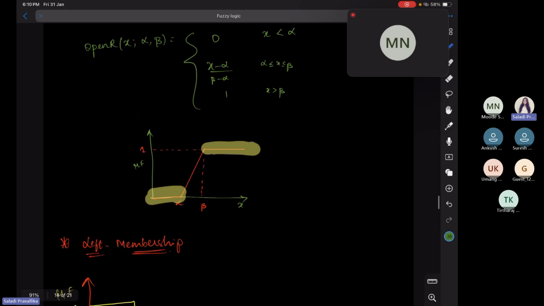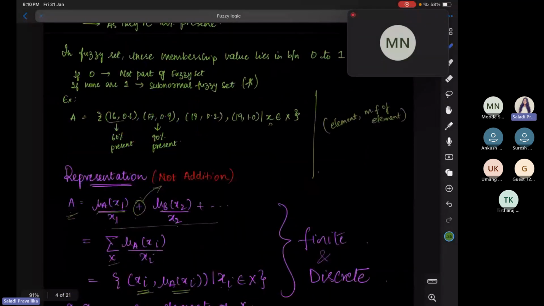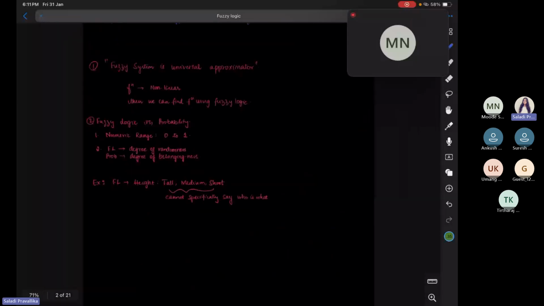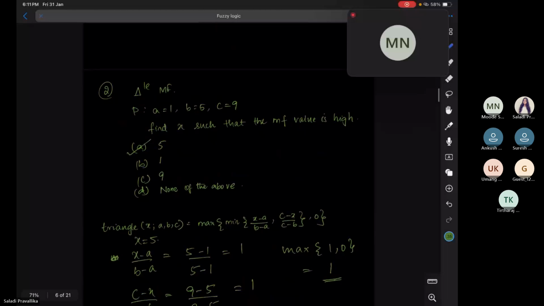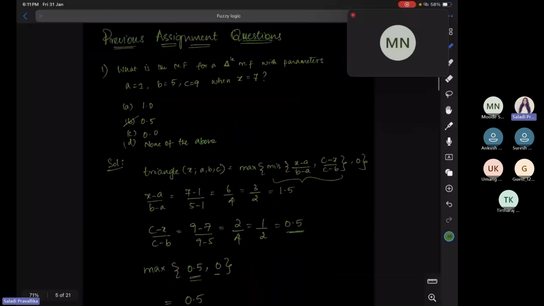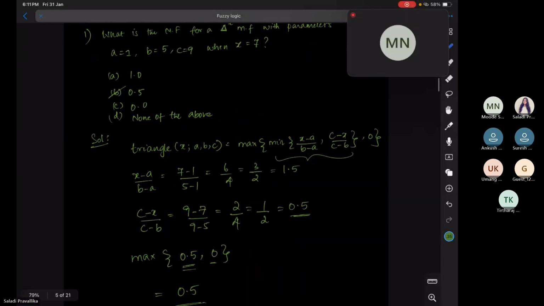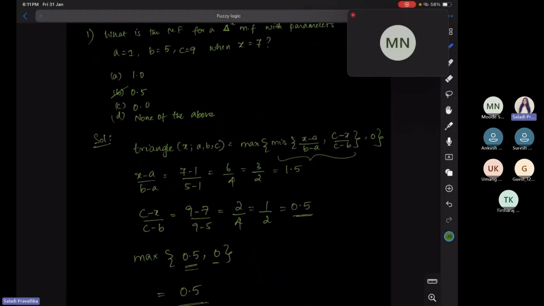So let's go back to last week's class and see what we discussed before and what we discussed today, so that we'll have a complete understanding of the membership functions that we have. Yes. So last week we discussed the triangular membership function, right? Where we have taken the minimum of (x minus a) by (b minus a) or (c minus x) by (c minus b), and then we have taken the maximum of that previous value and zero. So that is for the triangular membership function.